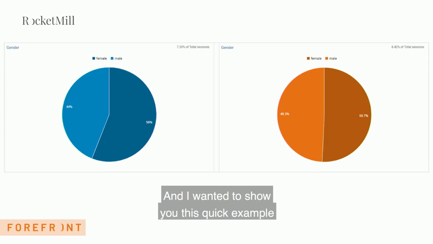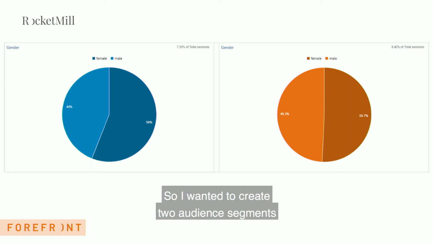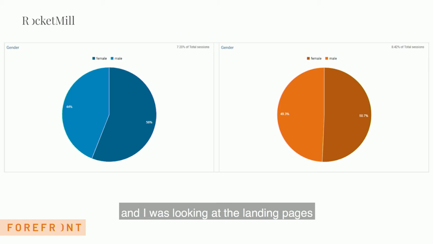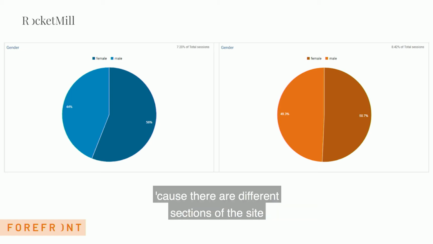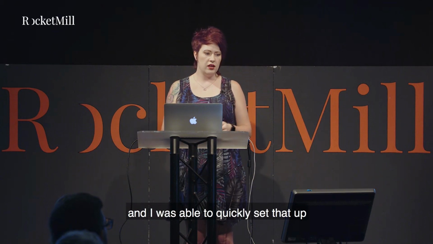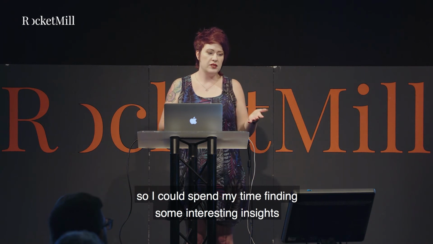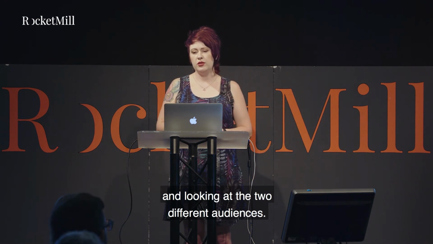And I wanted to show you this quick example from a client that we looked at recently. So I wanted to create 2 audience segments for this website who've got quite distinct audiences, and I was looking at the landing pages because there are different sections of the site, and there's quite a lot of different site sections. So with my OR symbol, I was easily able to set up the segments, so this section or that one, group them all neatly together, and I was able to quickly set that up so I could spend my time finding some interesting insights and looking at the 2 different audiences.